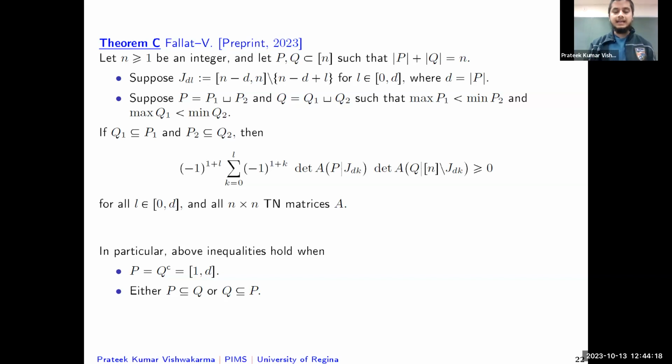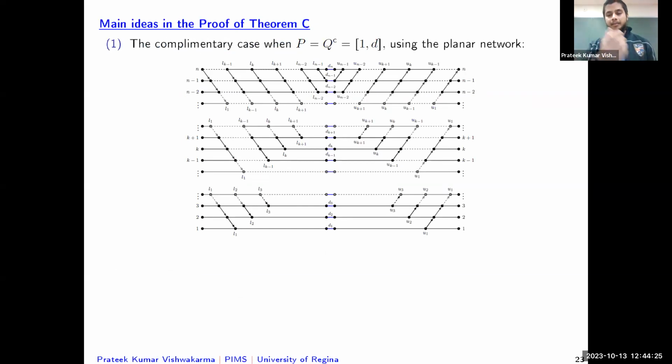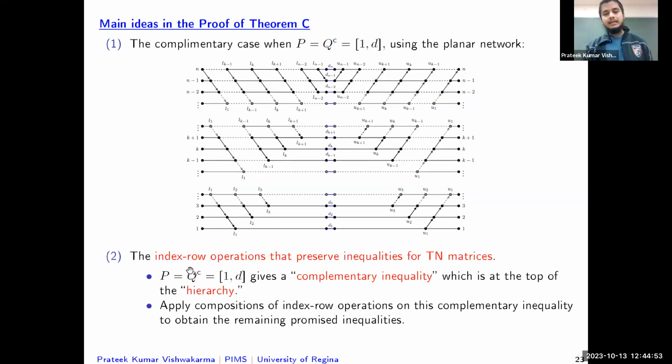So all I want to say here is that in order to prove these inequalities, we simply used the reparameterization of totally non-negative matrices in terms of the planar network, and we proved the inequality for the case where P is equal to Q complement, which is equal to 1 through D. And once we proved these inequalities, we obtained what we can refer to as the complementary inequalities. To obtain the rest of the inequalities that we wrote in the previous slide, we simply had to apply all the index row operations, and we basically obtained the closure of this complementary inequality under the index row operation.